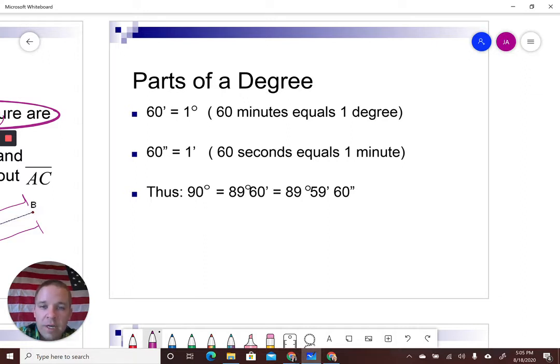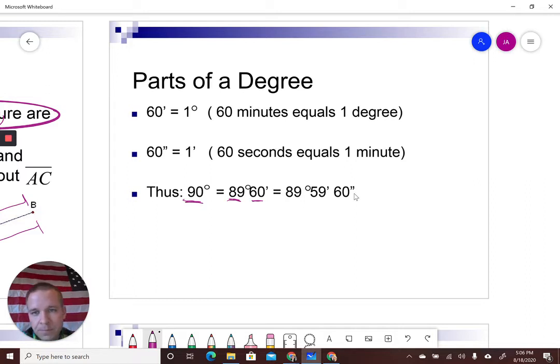So 1 degree has 60 minutes. And then 1 minute has 60 seconds, kind of like time, right? Therefore, and I'm going to give you a sec here, you're going to want to look at this. 90 degrees is equivalent to 89 degrees and 60 minutes, because 60 minutes equals 1 degree. 89 plus 1 is 90. And then same logic, but expanding on that: 89 degrees, 59 minutes, 60 seconds. You'd never write it this way, but this is just to show you what we're talking about.